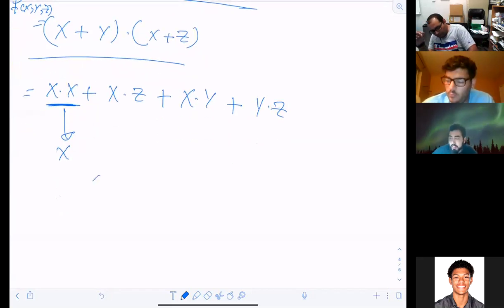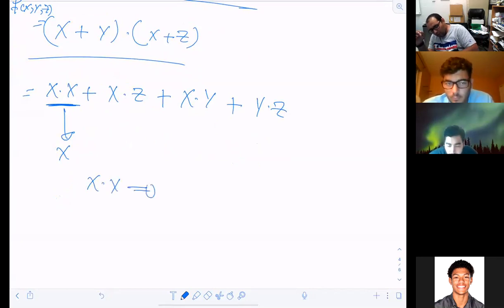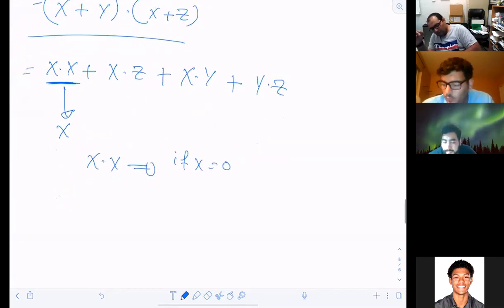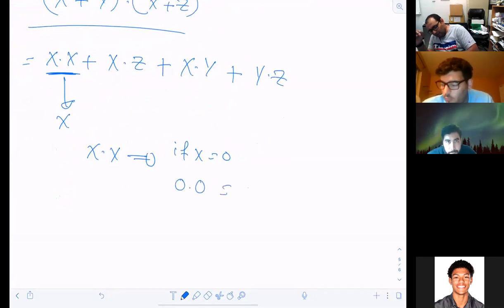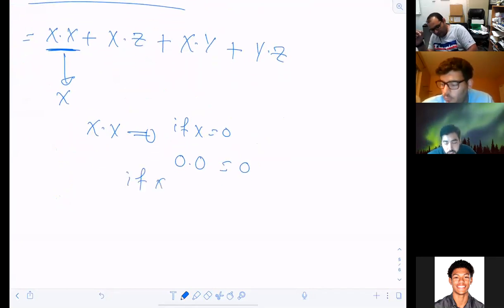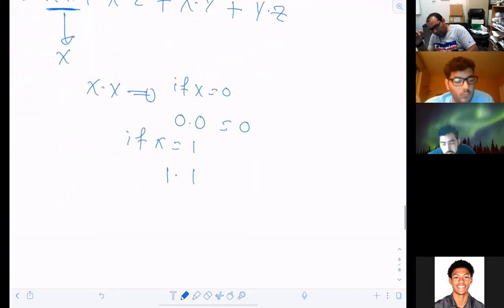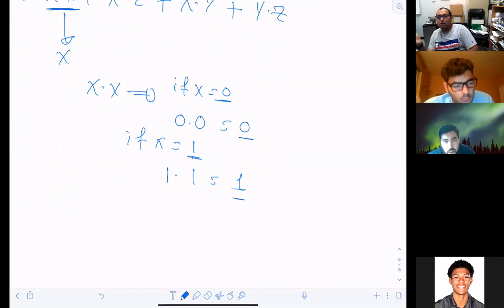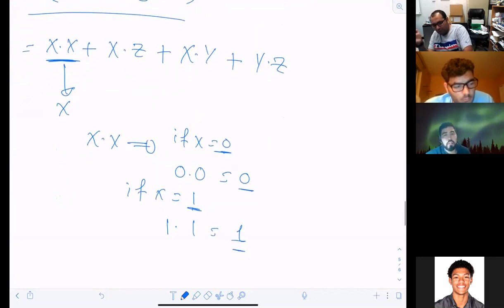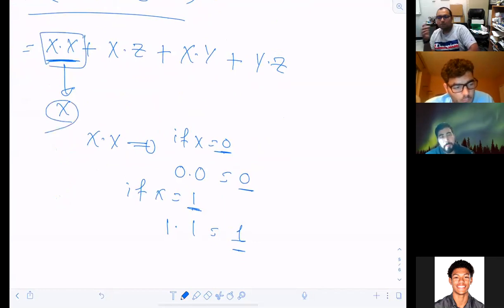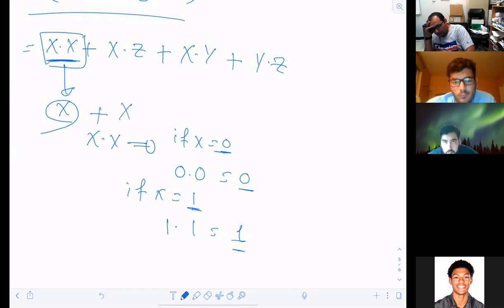If you do not agree, we can check. Imagine we take it out like this, x, right? If x is equal 0, then 0 ended with 0 is 0. If x is equal 1, 1 ended with 1 is equal 1. So the output is 1 for 1, 0 for 0. That means I can completely remove this term and replace it with what? X. Super easy, right?